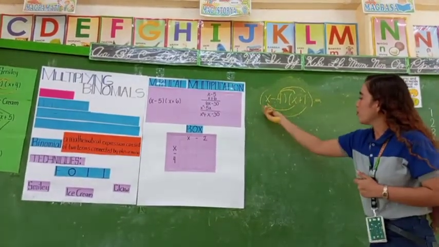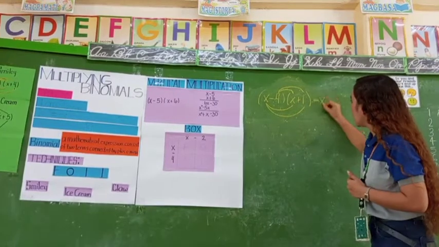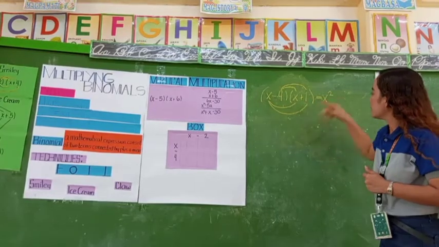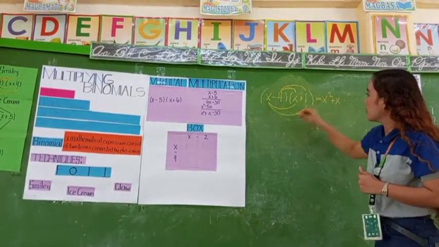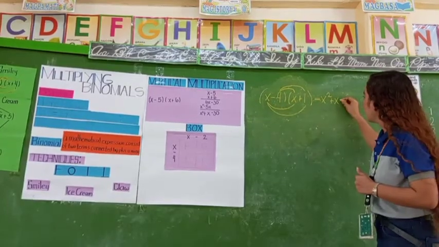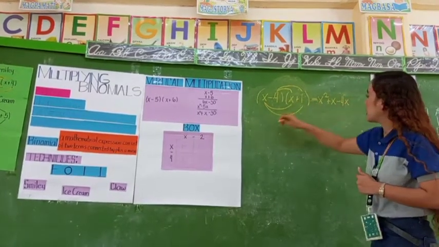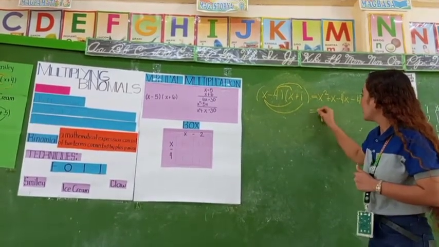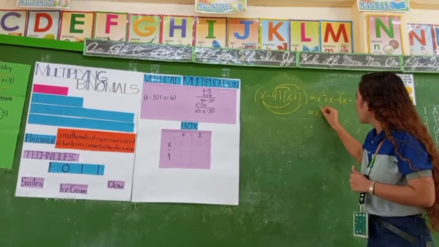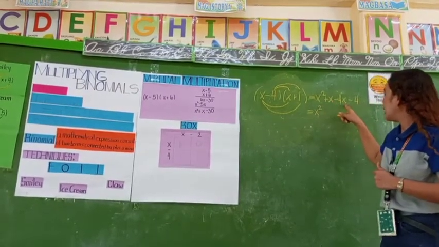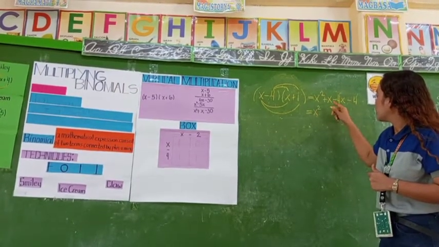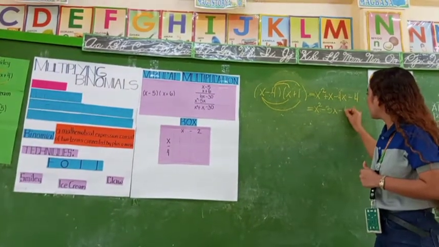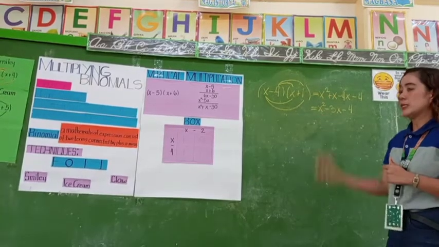So, let us answer that. First term we have x times x, we have x squared, and then the outer term we have x times 1, we have plus x. We have the inner term, negative 4x, and the last term we have negative 4 times 1, we have negative 4. Bring down the unlike terms, we have x squared, like terms ang x in here, so we have positive x minus 4x, we have negative 3x, and then bring down the negative 4 kasi wala naman siyang kasama, that is our constant term.